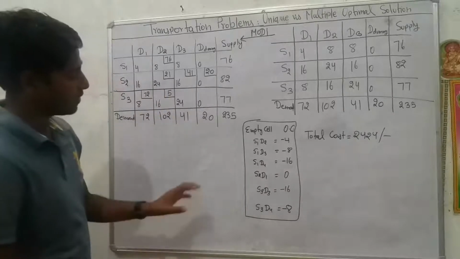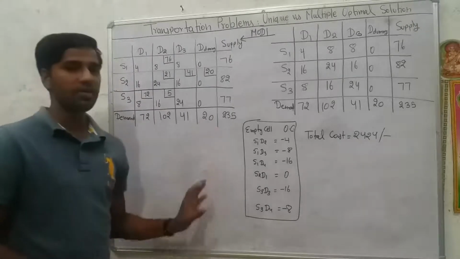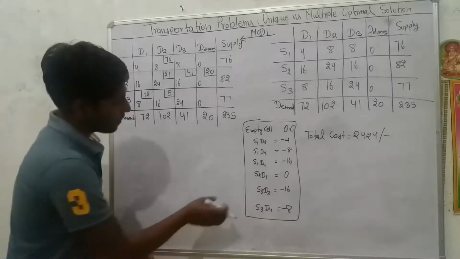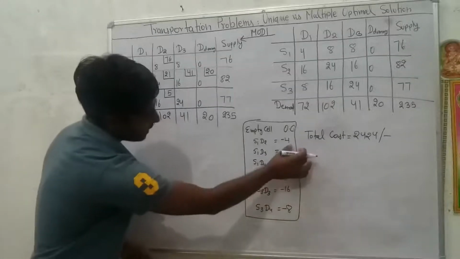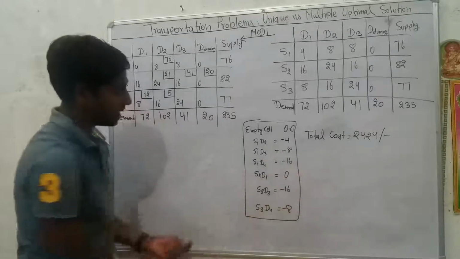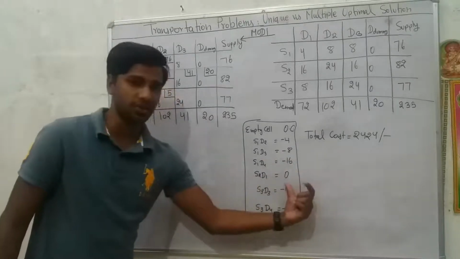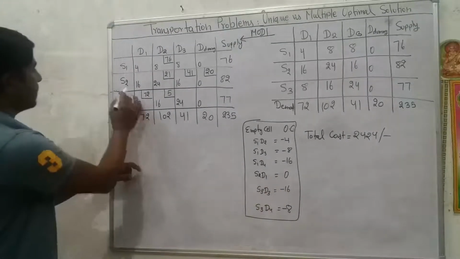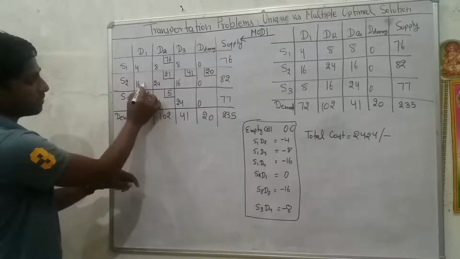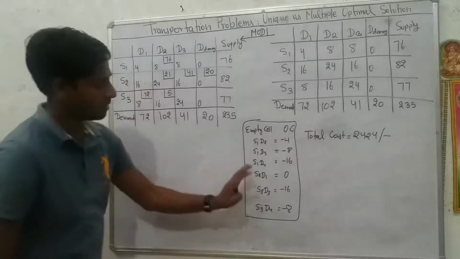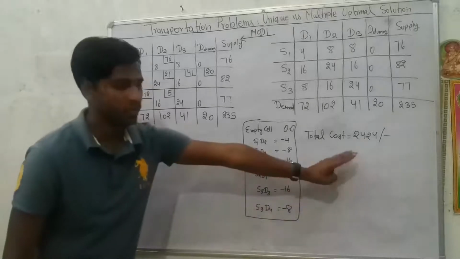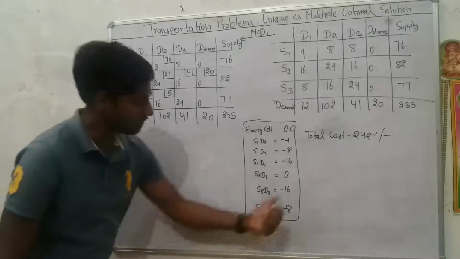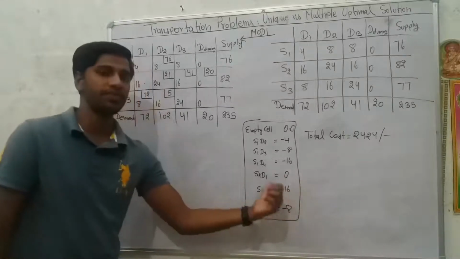Now, how are we going to check if there is a unique or multiple optimal solutions? This is the basic part of this problem. Look at the opportunity costs. They are -4, -8, -16, and for S2D1 it is 0. What is the meaning of 0? It means if we opt for S2D1, if we opt for this route, then it is not going to change the total cost of transportation. The solution would be unchanged.